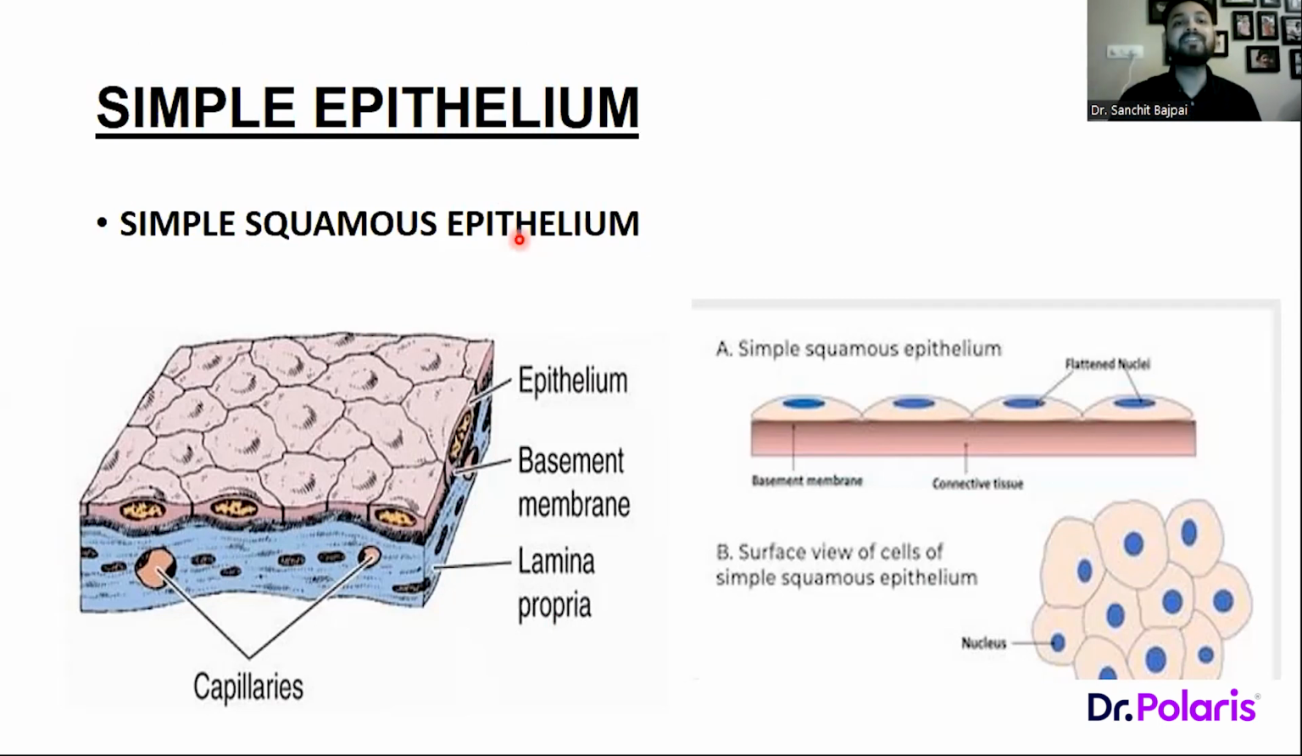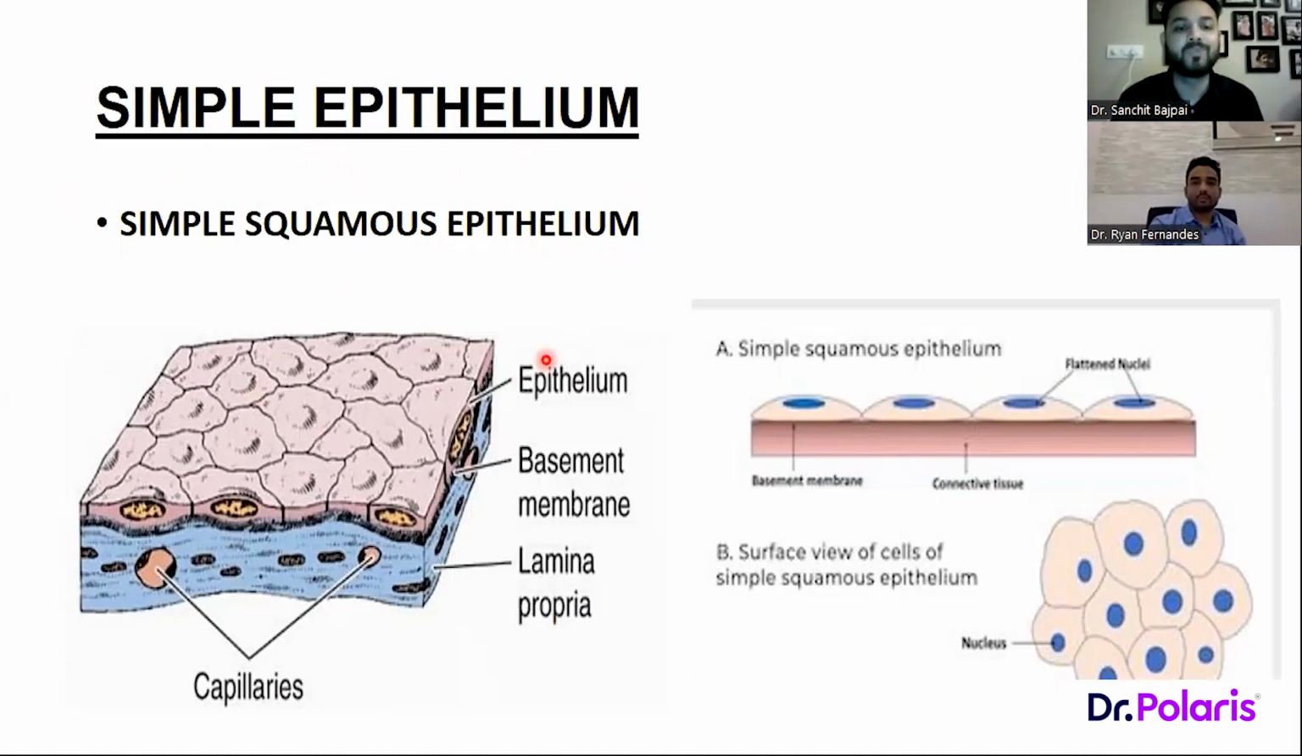Okay, so the first epithelium is simple epithelium. I already told you what is simple. Simple means single layer, that is, a layer of cells in a single row. So we call it simple epithelium. Now, the first category under simple epithelium is simple squamous epithelium.